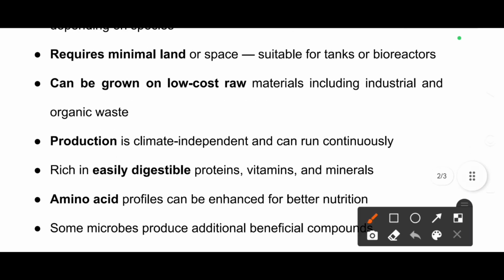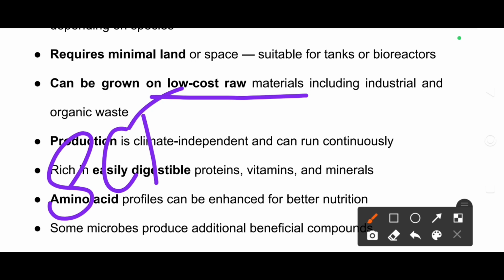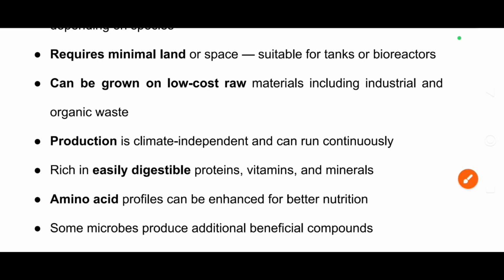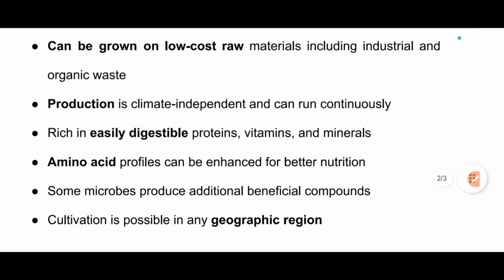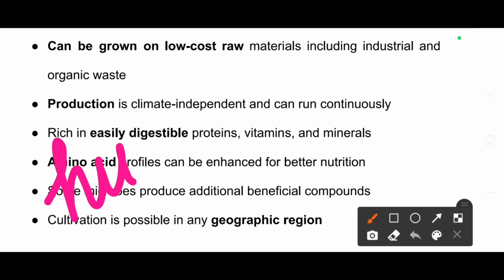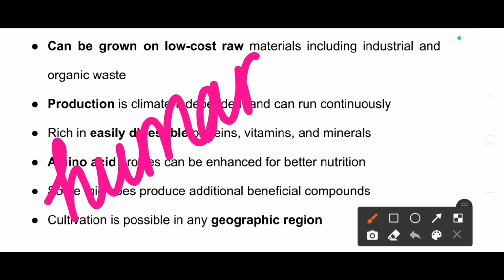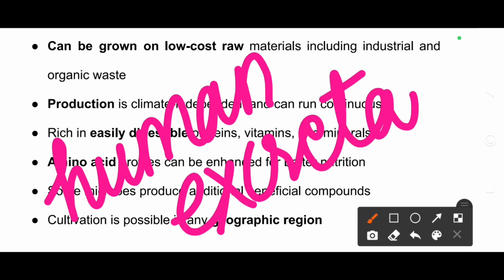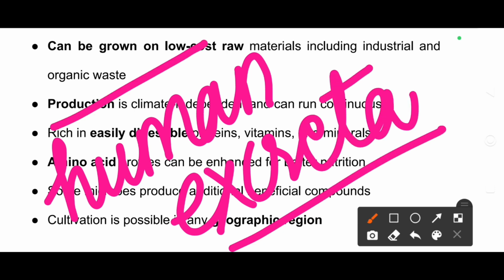So the next thing is that it can be grown on low cost material. You'll be surprised that for growing this SCP, we don't need any high quality or costly items as a raw material. If I say we can use treated human excreta for this case itself. The waste which we release can be treated and can be used as a raw material for our SCP. So just think, it's very cheap, right? It's a very cheap raw material.